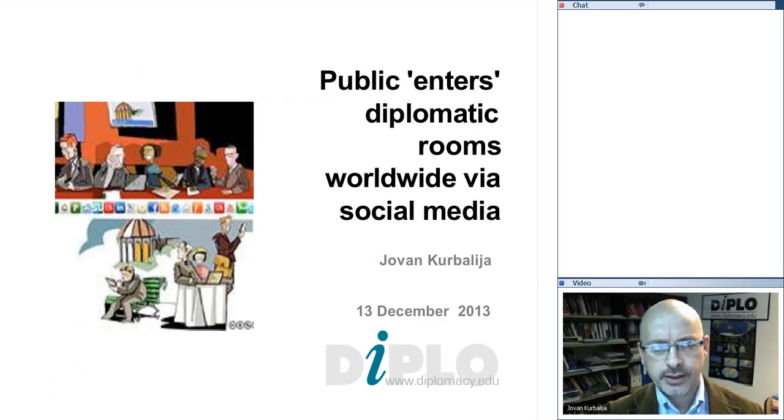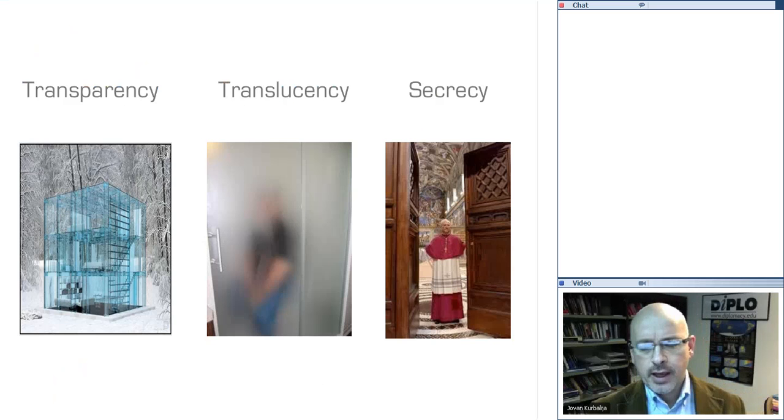multilateral diplomacy. Well, the first context is set by three main elements or three types of diplomacy. As you can see from these images, completely transparent, translucent, and secret diplomacy. As you know, the traditional diplomacy was mainly conducted in high secrecy, and recently we had a strong push and strong move towards high transparency in diplomacy.